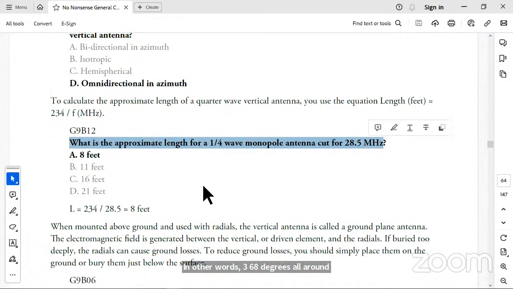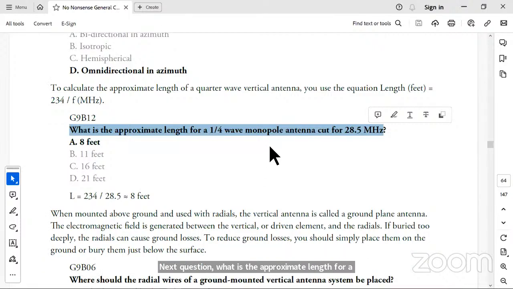Next question. What is the approximate length for a quarter wave monopole antenna cut for 28.5 megahertz? So we did our trusty quarter wave formula calculation, and we ended up with approximately 8 feet.